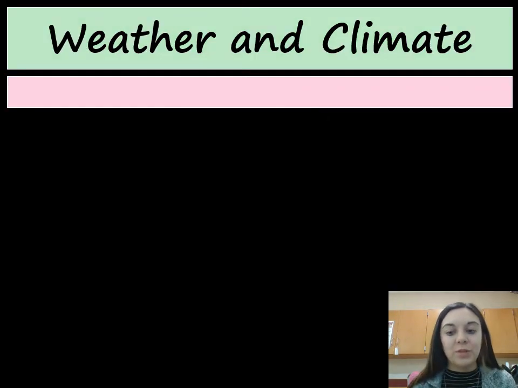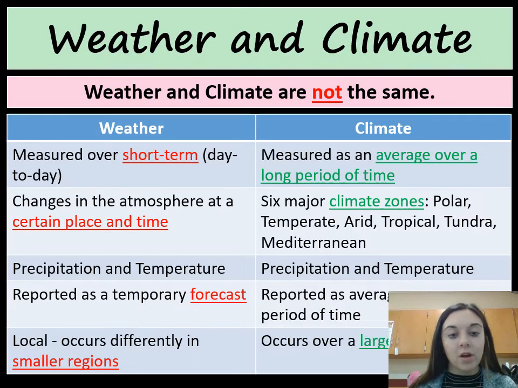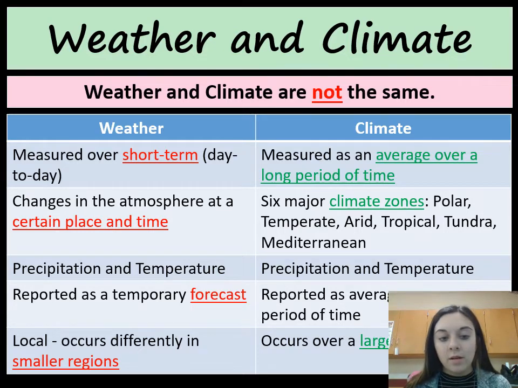Okay, the difference between weather and climate is pretty important. They are not the same thing. So, weather is our short-term, day-to-day forecast, and it's changes in the atmosphere at a certain place and a certain time. We're looking at the precipitation and the temperature. You look outside, it's sunny, it's raining, it's snowing, it's 80 degrees. And it's reported as a temporary forecast, so like your 10-day forecast, and that's over smaller regions.